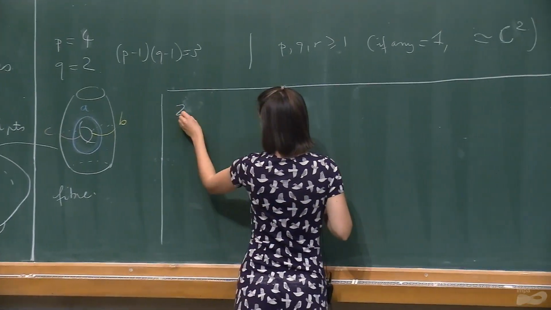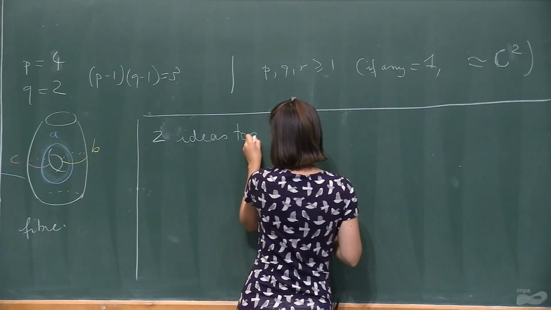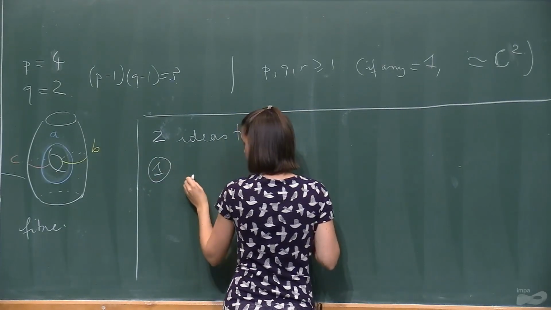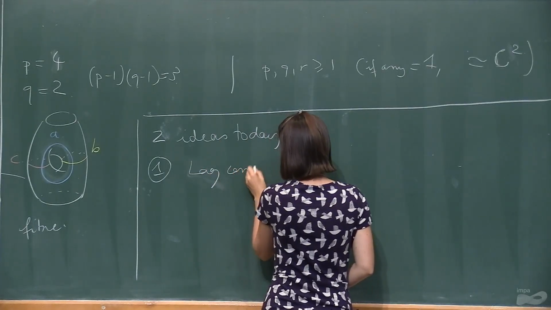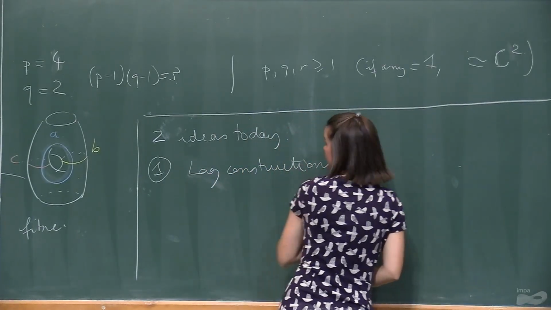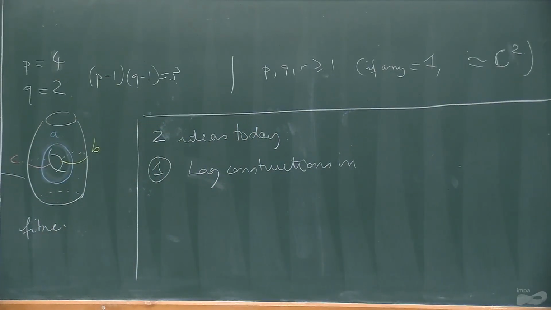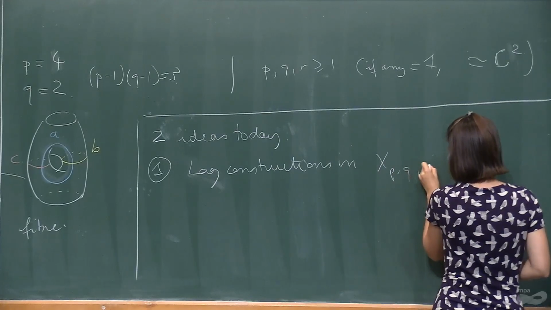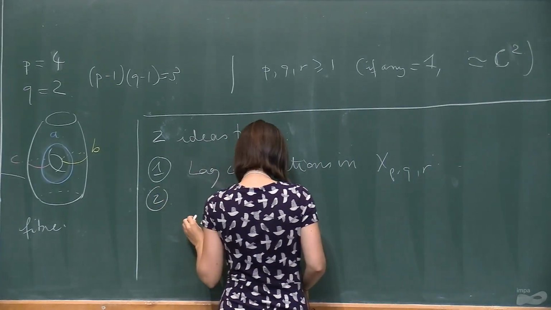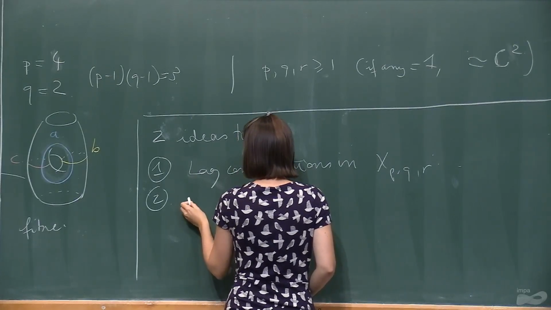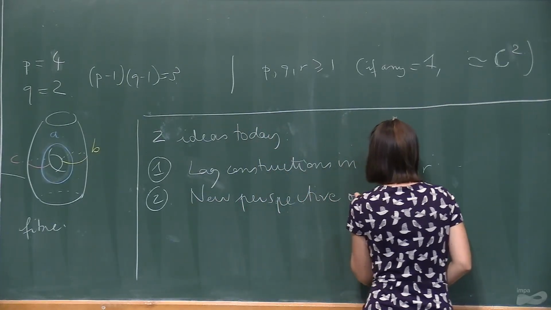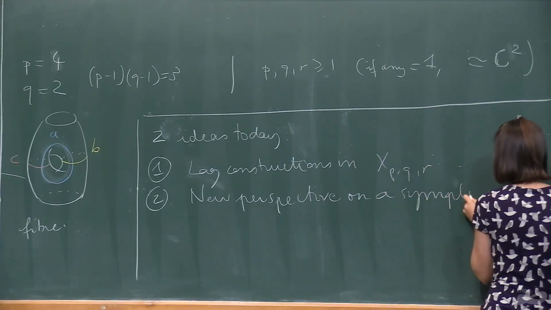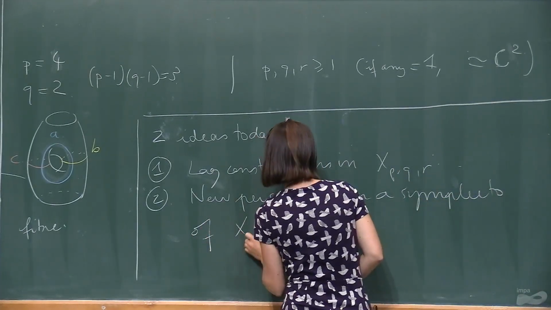So two ideas today. One, some Lagrangian constructions in, you call it, XPQ. And two is a new perspective, let me say, because it's a symplectic morphism when you're ready, on a symplectic morphism of XPQ.